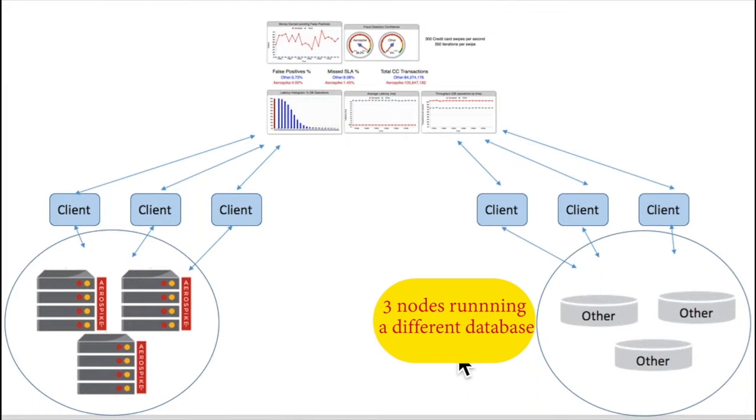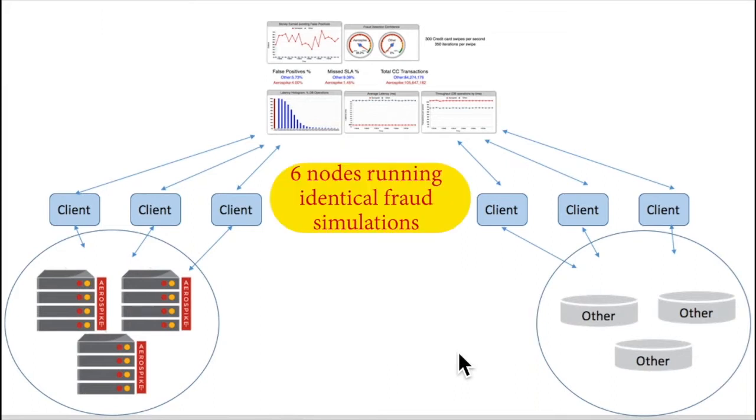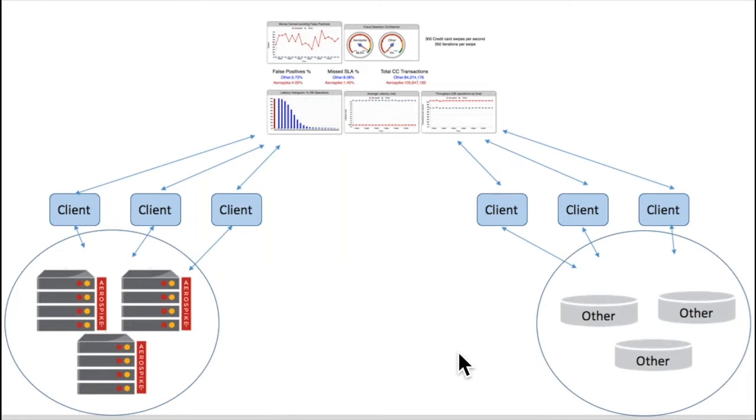So what I'm going to show you is a comparison of two databases. I've got an Aerospike cluster with 3 nodes and another database cluster with 3 nodes. We've got 3 clients attached to each cluster, and those 3 clients are feeding into a front end so we can see the results. What you will see across the top are the business results, the false positives and the confidence factor, and across the bottom are the technical results, latency and throughput.